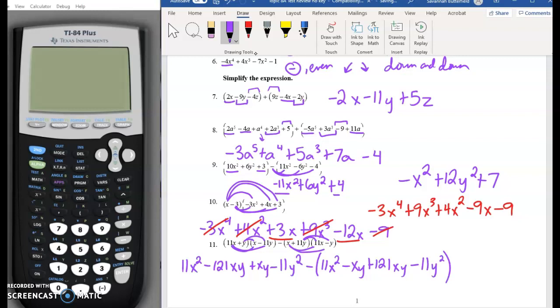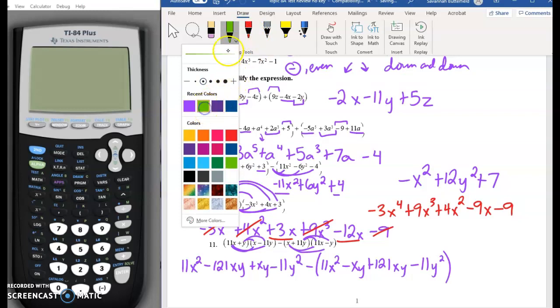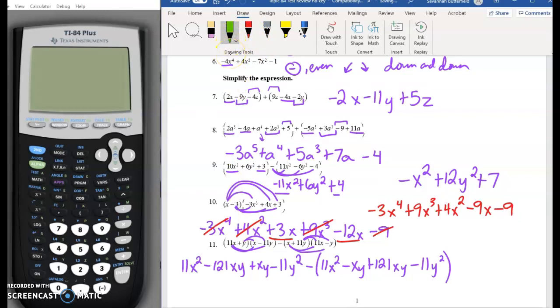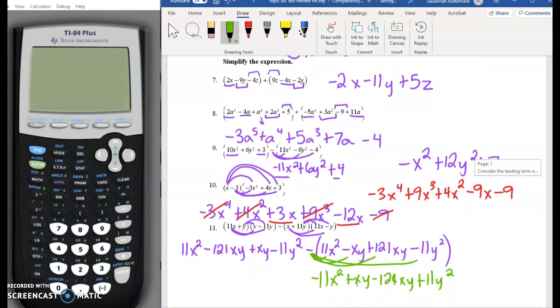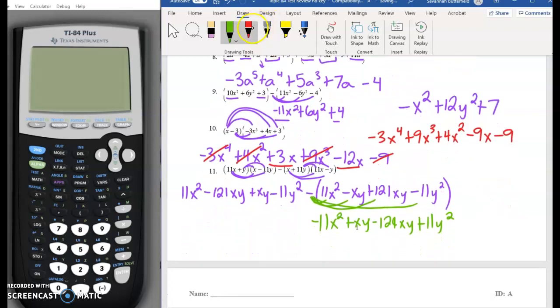Now that I have done all of my multiplication, I can distribute this negative. So again, we will switch colors to do that. So distribute the negative 1, 2, 3, and 4. So we'll get minus 11x squared now, plus xy, minus 121xy, and plus 11y squared. Get myself a little more space. So now again, we'll switch colors one more time.